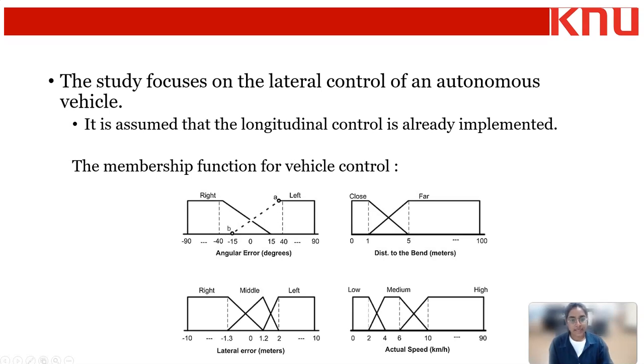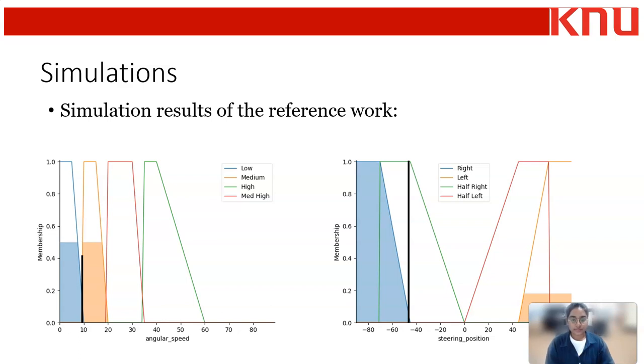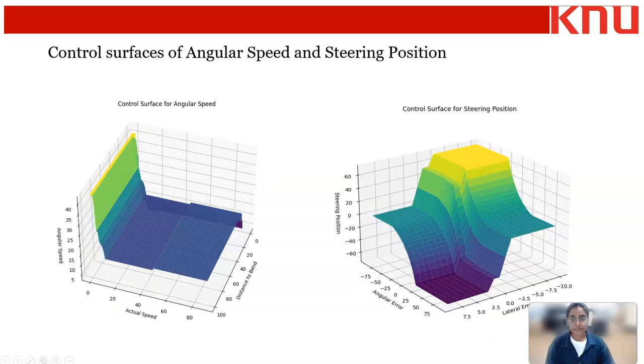The study focuses on lateral control of the autonomous vehicles, and it assumes that the longitudinal control is already implemented. And this is the membership function of the vehicle control. We have simulated the work using Python software, and the membership of angular speed and steering position are simulated, and the output is obtained as in the figures. We have the angular speed here and steering position here, and also the control surface of angular speed and steering position are obtained.